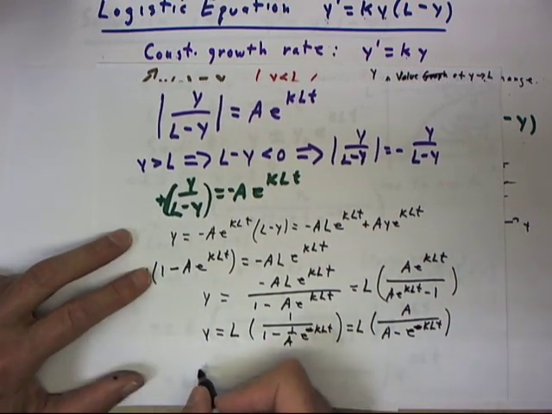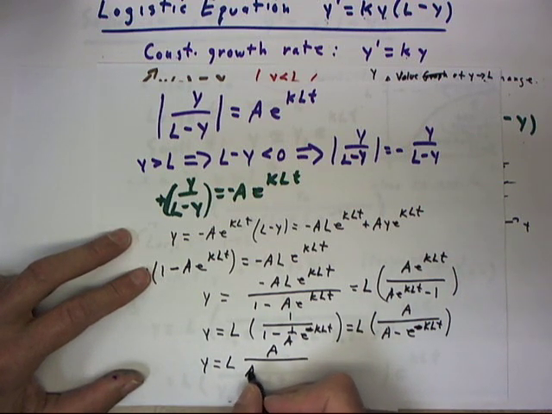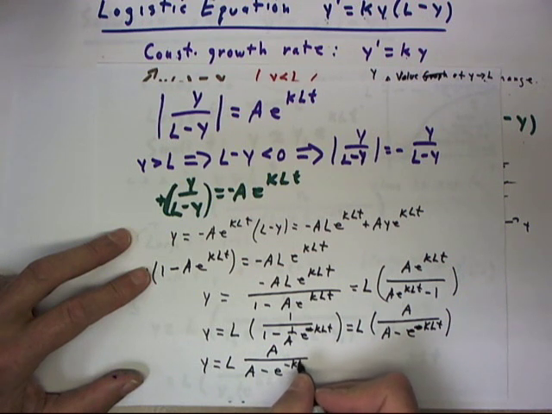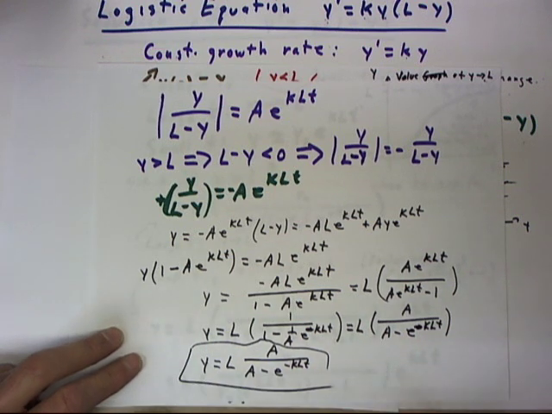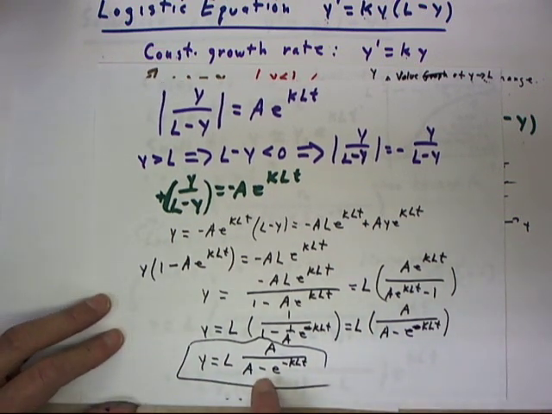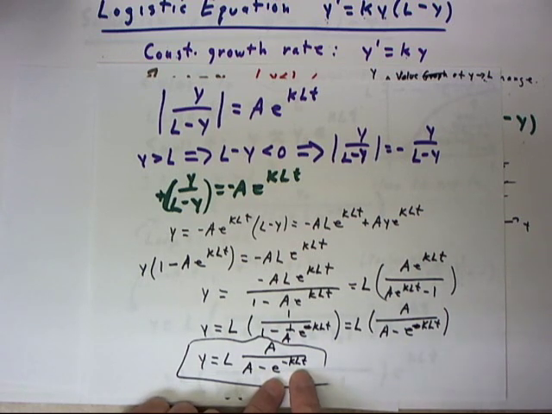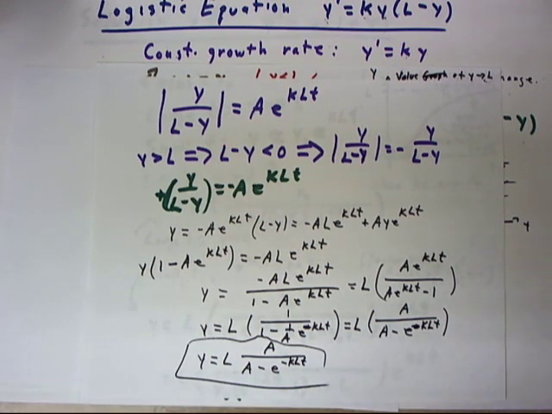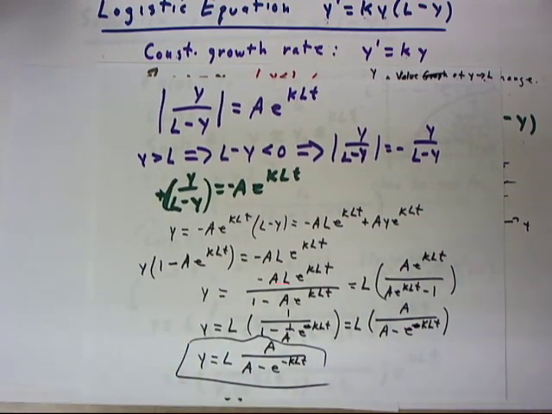So anyhow, we end up with the form y equals L times A over A minus e to the negative KLt. This is just like the form that we got originally, except we have a minus here where we had a plus before. The implication here is that since e to the negative KLt is positive, that makes the denominator here less than A, which means that y is going to be greater than L. So that if y is greater than L, as we assumed, y stays greater than L.